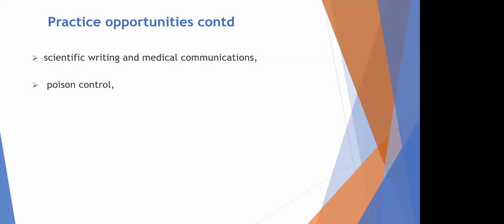Then poison control. The pharmacists practicing in the area of poison control either practice in an accredited poison information center or work in the emergency room.